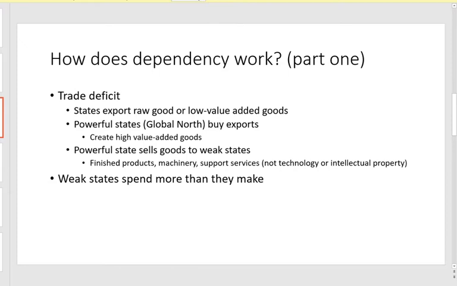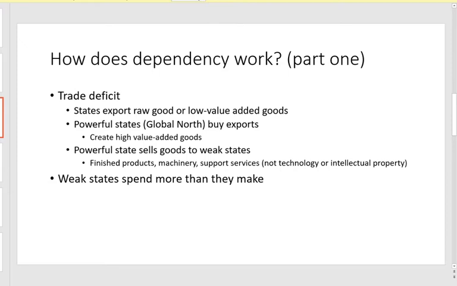So the global north buys all this cotton, buys all this denim, right? Whether it buys the cotton or the denim, whoever buys it, and then it turns that denim into jeans, blue jeans. And then it exports the blue jeans. And so then those products are being sold back to the weak states. The economically weak states are buying these finished products. They're buying the blue jeans. They're also, because they want to make their own denim, their own blue jeans, buying all the machinery to make blue jeans.